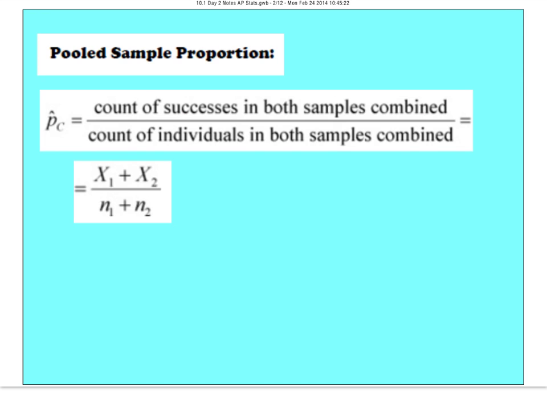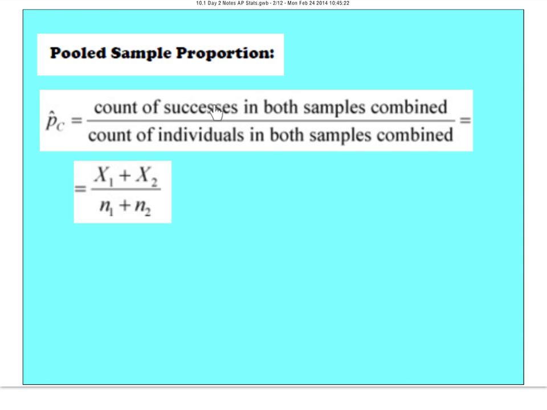Now, before we talk about the complete test procedure, we do need to mention what's called the pooled sample proportion. This is a component that's actually used in the two-sample Z test of the difference of proportions. It's labeled as p hat sub C, and what it means is a combined proportion.